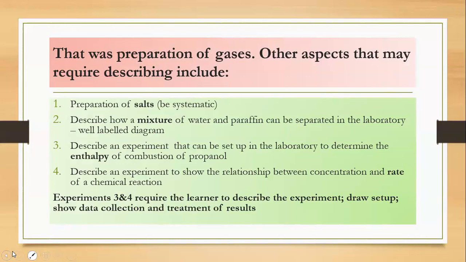You may also be required to describe an experiment, for example, in rates of chemical reactions, in enthalpy changes. And in these experiments, apart from the systematic steps which you must write down and drawing the setup, you must show how you're going to collect data from your experiment and how you're going to treat that data to get the results you want. They must all be brought out in your description. There is also describing simple qualitative tests, and I'm going to talk about these ones elaborately in our next slide.